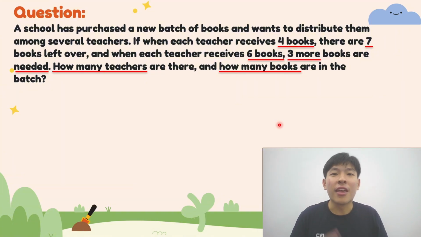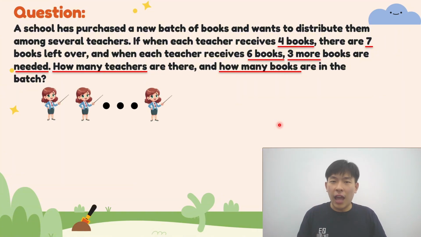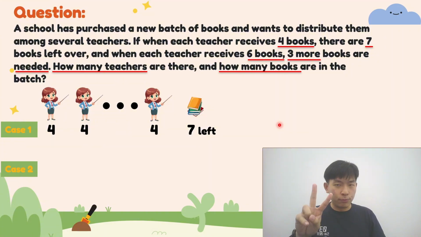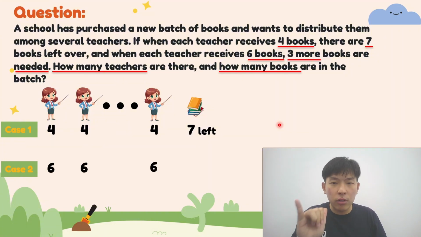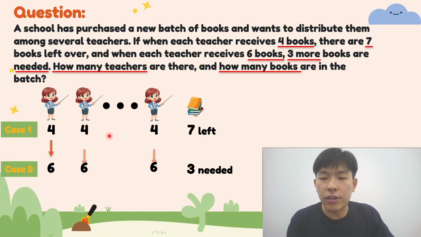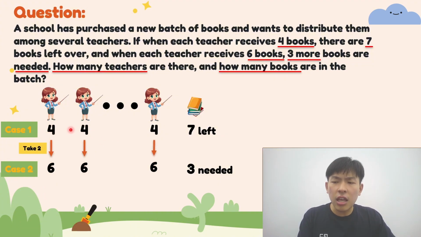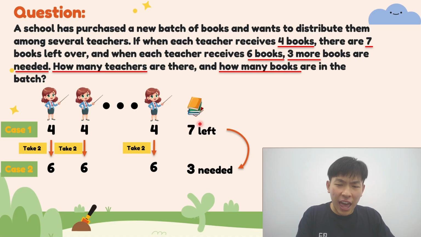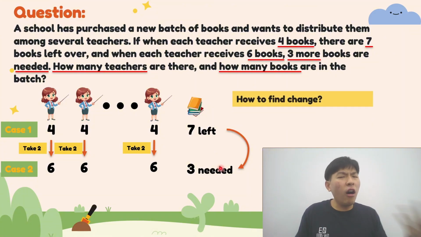So let's try it. First, we have some teachers. We don't know how many. Case 1: when each teacher receives 4 books, there will be 7 books left over. Case 2: when each teacher receives 6 books, there will be 3 more books needed. Okay, let's look at the change in every single person. We see that every teacher takes an extra 2 books. So we know that the change in single person is 2. Now, how do we find the change in object left? 7 left but 3 needed. It is different from our previous video. So how to find the change?